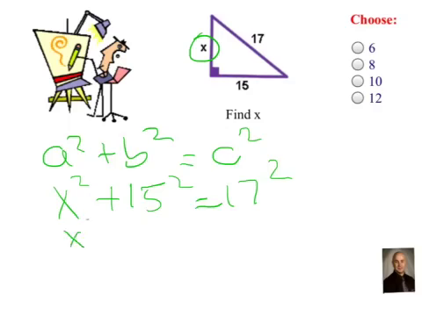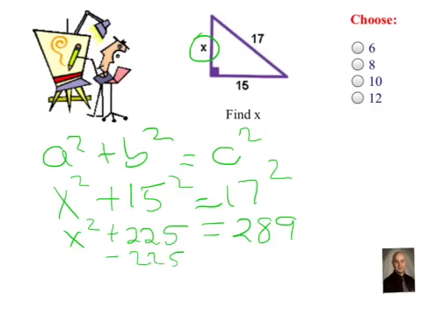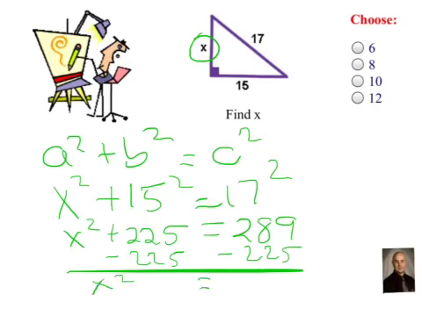Simplifying, we get x squared plus 225, which is 15 squared, equals 289, which is 17 squared. Now if I take away 225 from both sides to maintain equality, x squared ends up being 64, which is nice because 64 is a square number. So the square root of 64 gives me x equals 8, and if this is a multiple choice test, I would fill in choice 8.